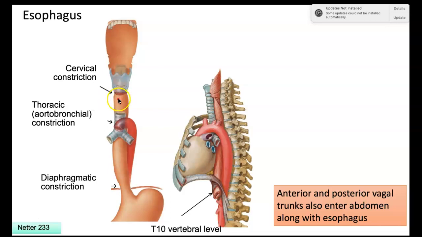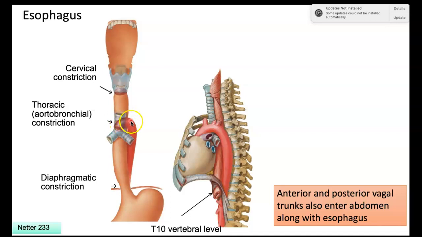Now, because it is a flexible tube, it can be easily compressed by the surrounding structures. So 3 constrictions are important for you to know. One is at the beginning of the esophagus, at the junction of the pharynx and esophagus. That is called the cervical constriction. And then there is one called the thoracic or aortobronchial constriction.